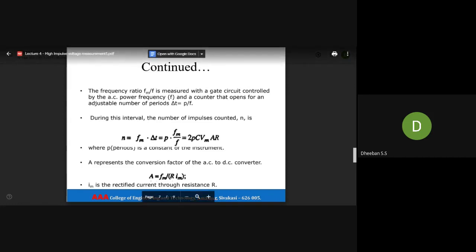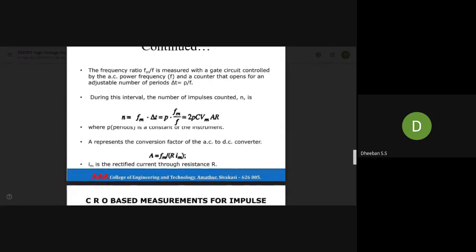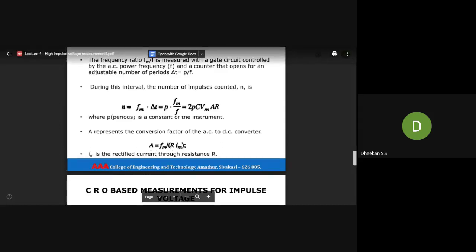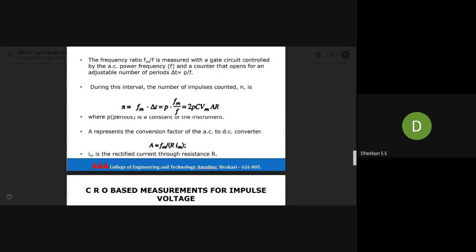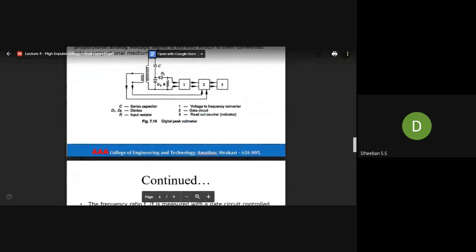Okay, this will be equal to P into Fm by F, which is equal to here 2 PCVM into AR. So this is got from your circuit. So here A represents the conversion factor which converts your AC to a DC converter. So this is the basics of your digital peak voltmeter.